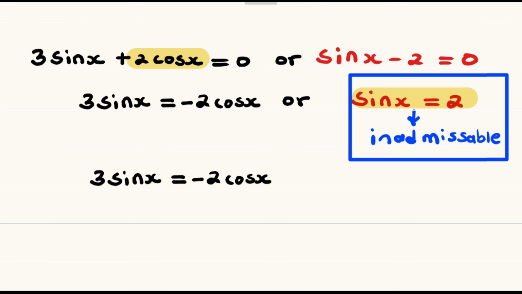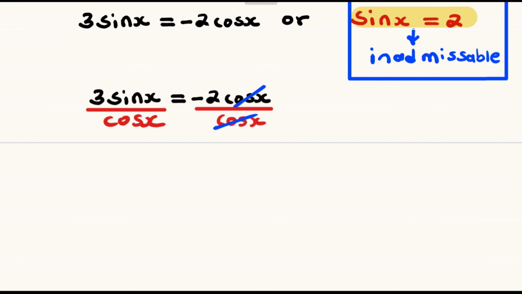And for this solution, it's either we divide both sides of the equation by cos x or by sin x. But if we divide by sin x, we'll end up with cot x. So let's divide by cos x so that we can end up with tan x. So on the left, the cos and the cos will cancel out. We'll be left with 3, and that sin x divided by cos x is equal to tan x. So we have 3 tan x is equal to -2.